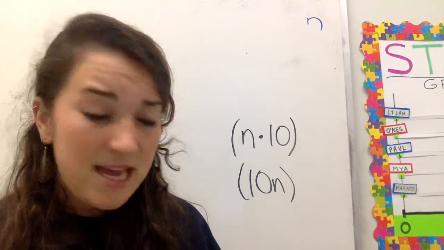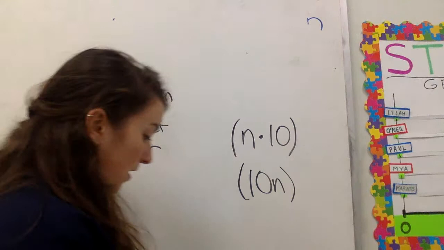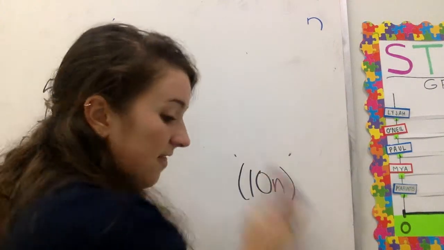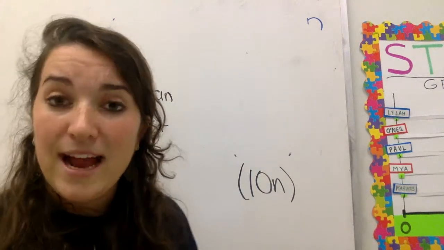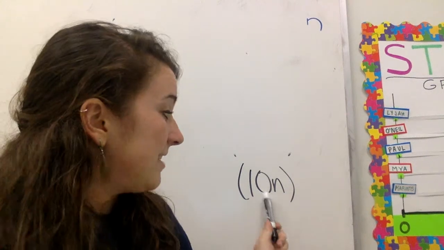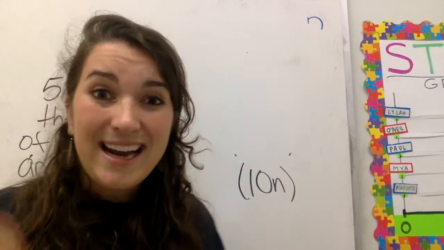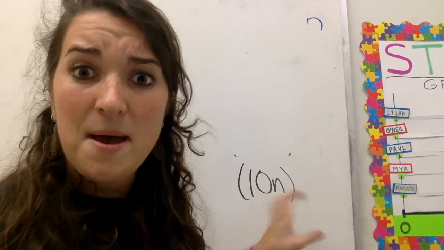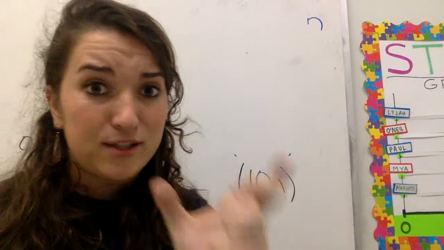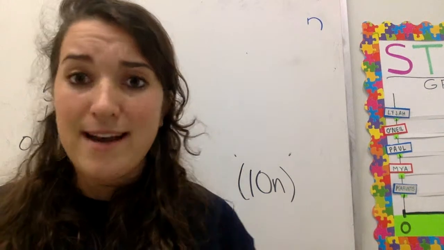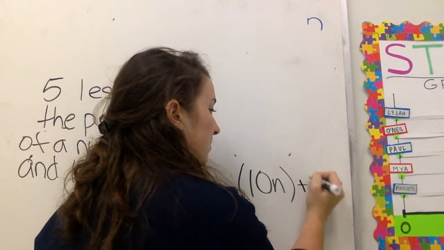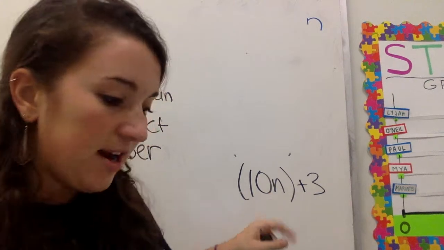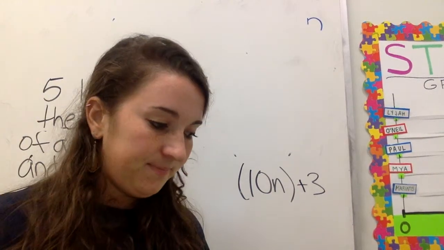Now let's move on to B. B is asking for 3 more than the product of a number and 10. So I have this 10n. I need to add 3 to that, but I need to make sure that what I have is still in parentheses because this stays together. This is the product, so it's 1 unit now. So 3 more than the product of a number and 10.